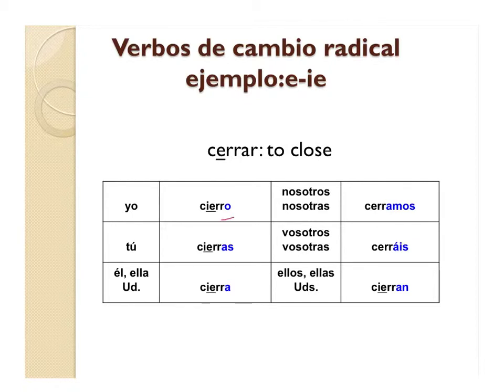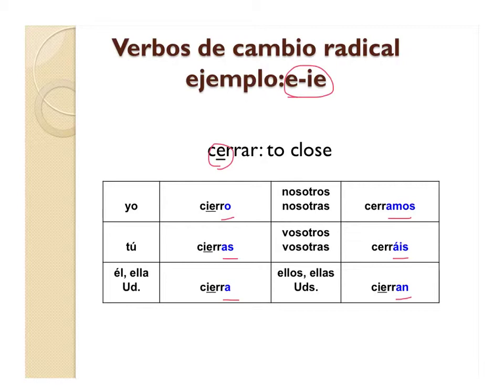We've got o, as, a, amos, áis, an. And hopefully those endings really ring a bell for you at this point for AR verbs. The endings in the presente are o, as, a, amos, áis, an. What's special about stem changers is that something else happens. This little part of the verb, which is called the stem or the root of the verb, has a change when we conjugate it. And if it is an E to IE stem changer, that E changes to IE in many forms of the verb.